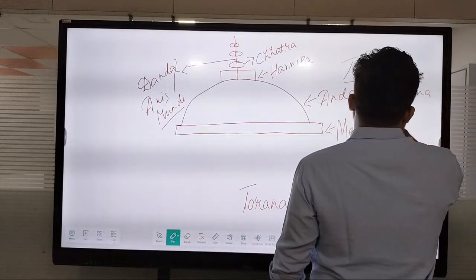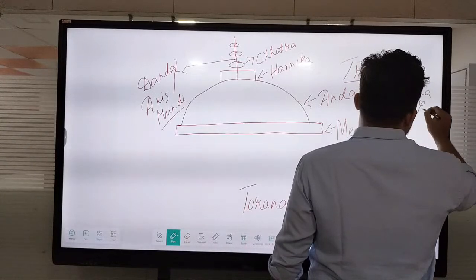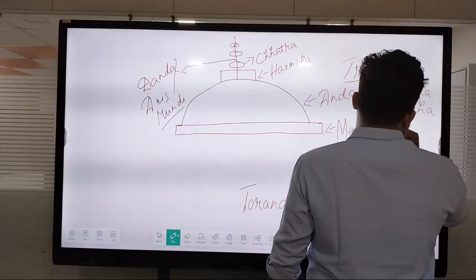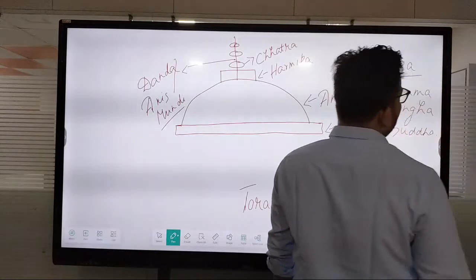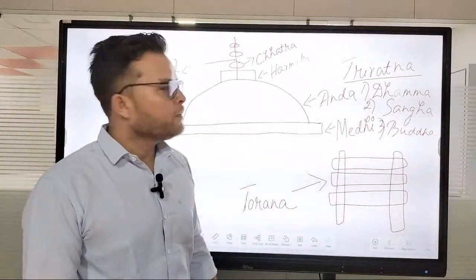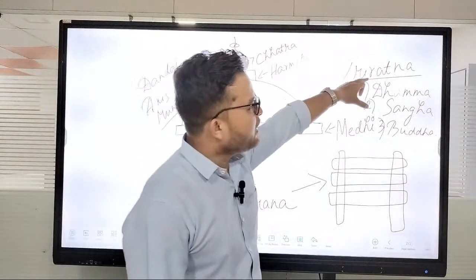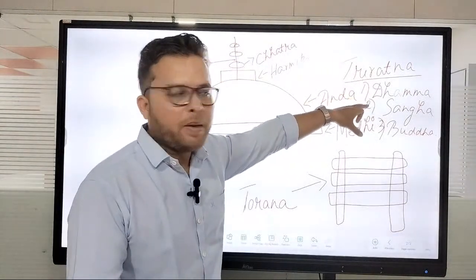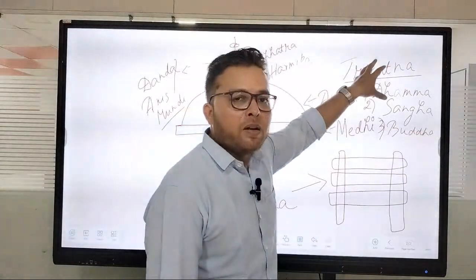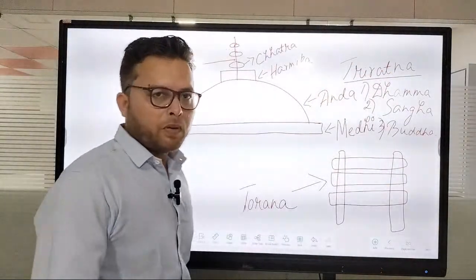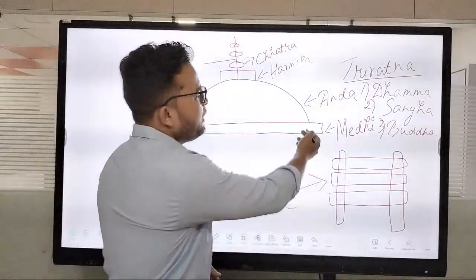And what are the three ratna or three jewels of Buddhism? Dhamma, Sangha and Buddha. These three chhatras represent the three jewels of Buddhism. Dhammam sharanam gacchami, sangham sharanam gacchami and buddham sharanam gacchami. Am I clear? And we also have something called medhi.